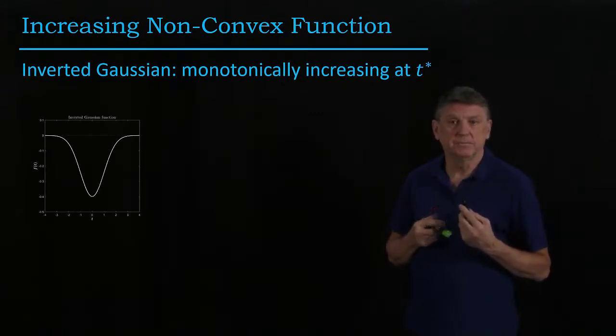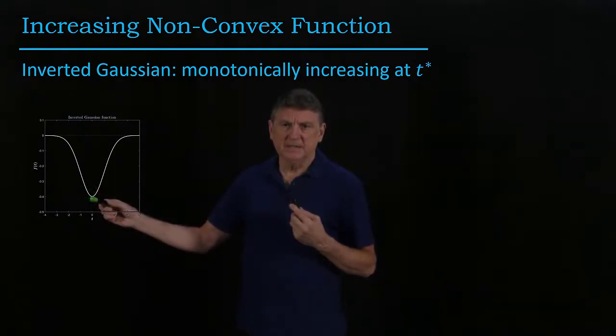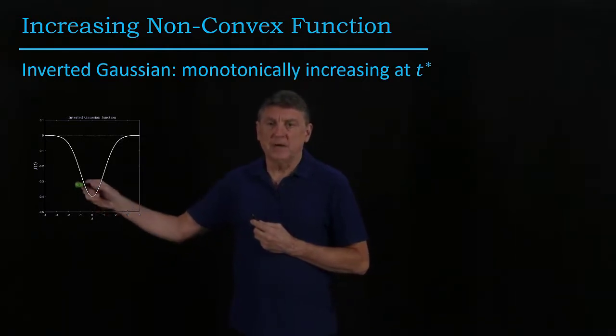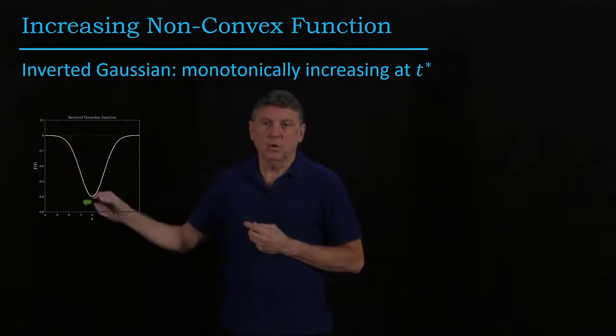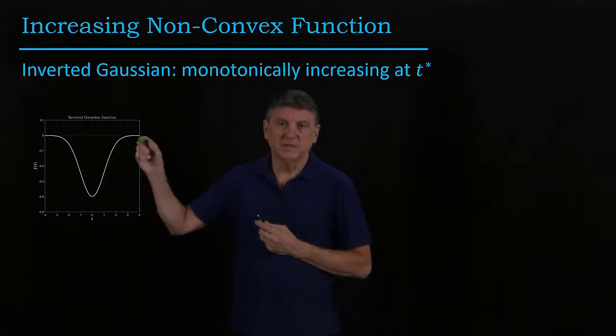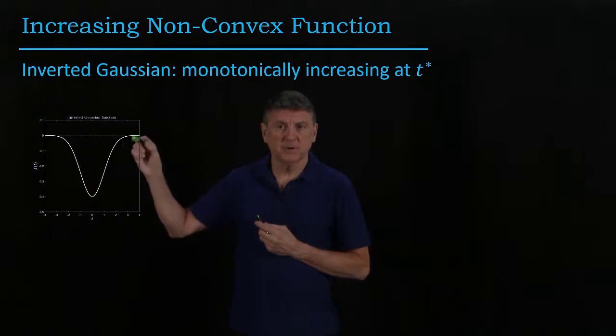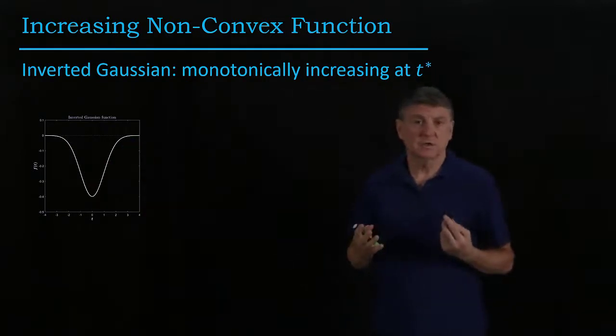flipped it upside down. So what that gives me is from here, which is a local minimizer, and it turns out it's the global minimizer, no matter where we go, we're always increasing. So away from this minimizer in either the negative or in the positive direction, this function is monotonically increasing.